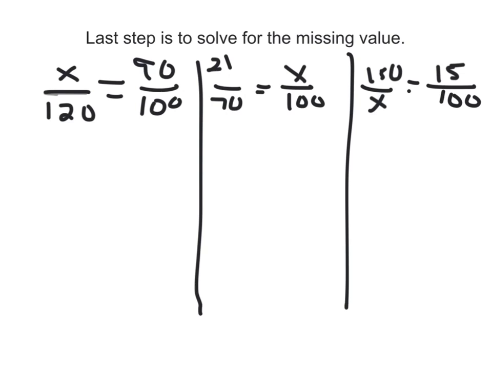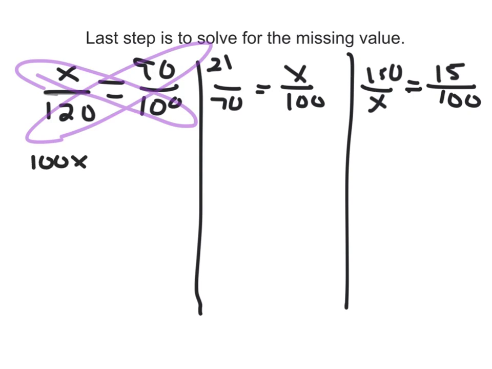So I've brought those proportions that we set up from the last page over. The last thing we have to do now is just solve our proportion, find that missing piece. So again, what we do, we find our cross products. I'm going to go through. So I have 100 times x equals 120 times 90.